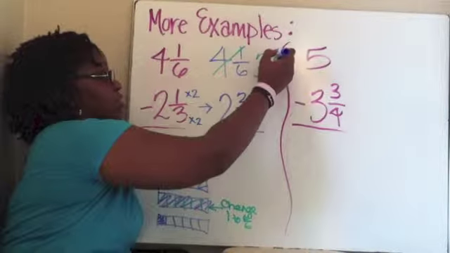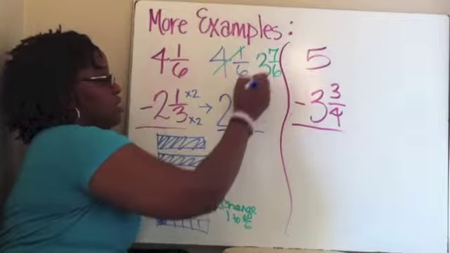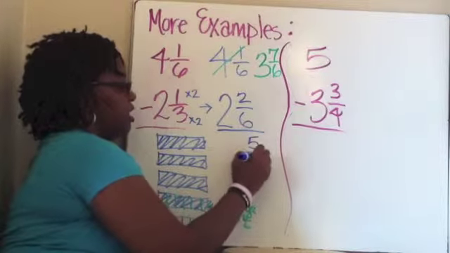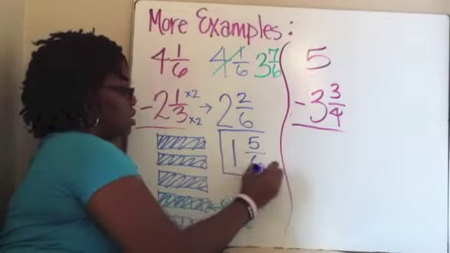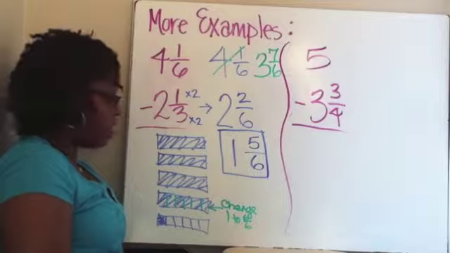So subtract the fractions first. 7/6 minus 2/6. Well, 7 minus 2 is 5. And then 3 minus 2 is 1. Okay? And we can look at that with our model as well.